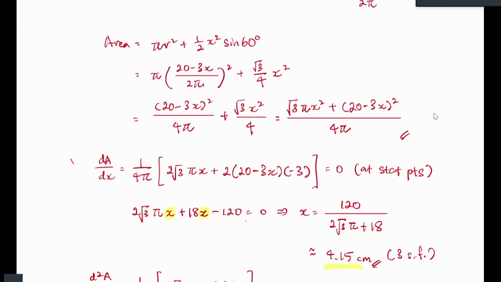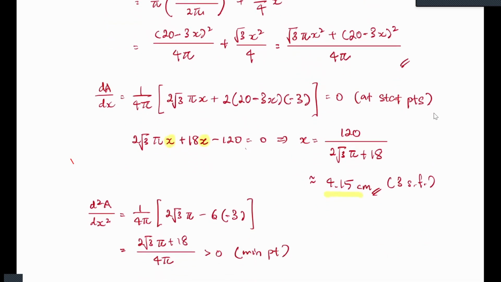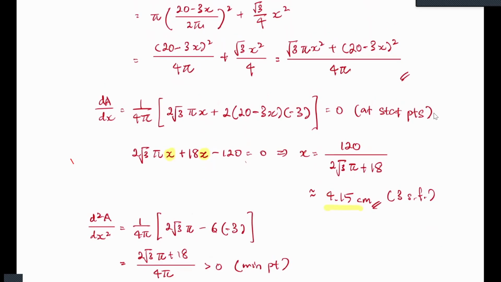Again, this expression over here is just a simple polynomial with regards to x. So we just have two terms with respect to x. We can do the second derivative. I'll differentiate both terms with respect to x again to get the second derivative. For this expression, press calculator, clearly it's more than 0 because all the terms are positive. So it's a minimum point. Then we can see that when x equals 4.15, it corresponds to a minimum point.